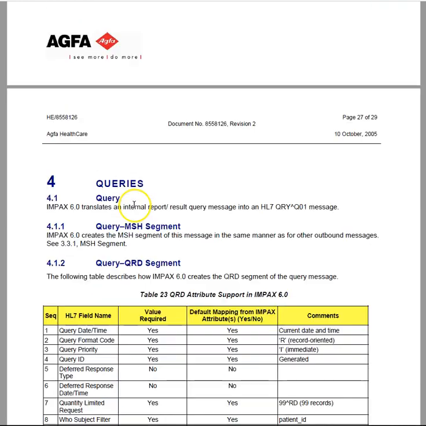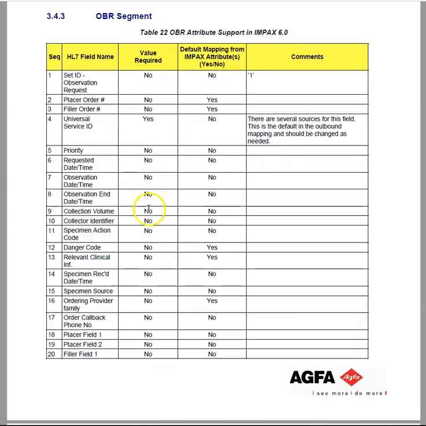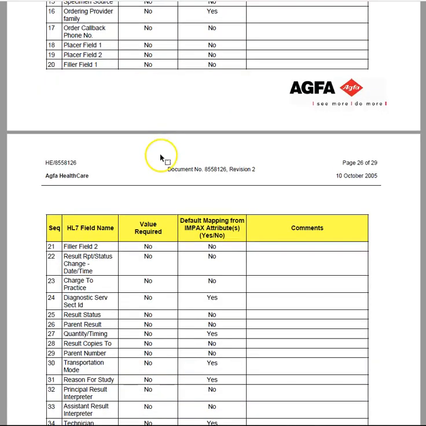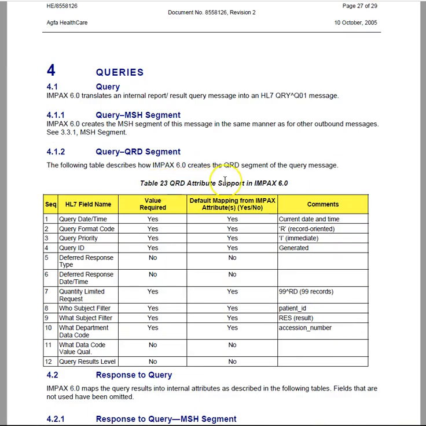Right, so whenever you have a problem, if you want to know if a field is required or not, say you want to know if the universal service ID is required on an outbound OBR segment, you would go here, find this, and say, oh, yes, it's a required value. No, there's no default mapping. There are several sources for this field. You know, this is a reference document that you look up to solve problems and questions and issues. And we're going to give you a worksheet with a whole bunch of problems and things you need to find out. And you're going to use this specific interface spec document or conformance statement to find the answers. That's going to be one of your activities this week.